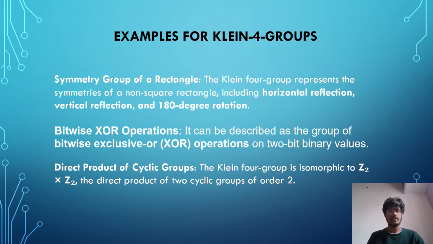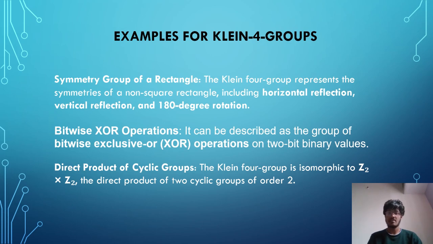Now let's concentrate on the examples of the Klein 4 group. Symmetry group of a rectangle. The Klein 4 group represents the symmetries of a non-square rectangle, including horizontal reflection, vertical reflection, and a 180-degree rotation. This is an example of the Klein 4 group. Bitwise XOR operation. It can describe the group of bitwise exclusive OR, nothing but the XOR, operations on 2-bit binary values.